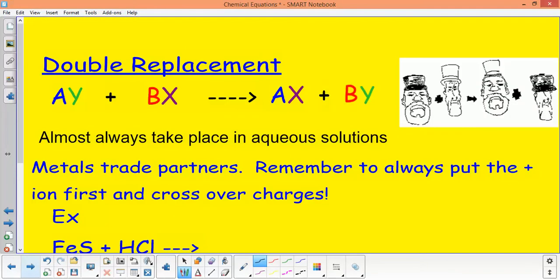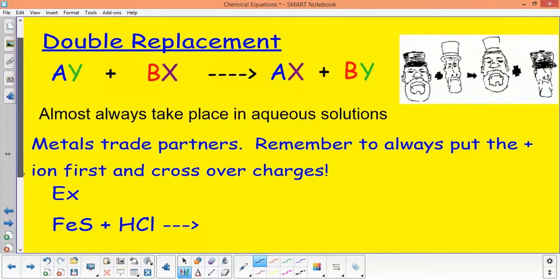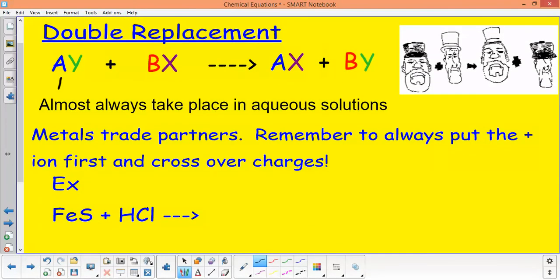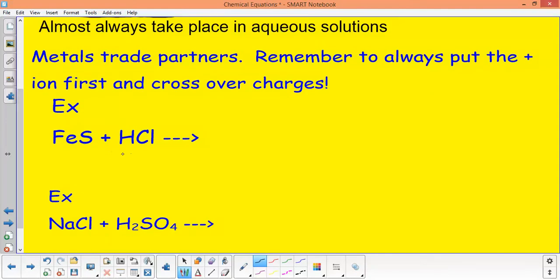Double replacement is pretty easy. You're just going to put the metal in this compound with the nonmetal, and the metal in this compound with the nonmetal in that compound. So combine A and X and B and Y, cross over your charges, then balance the equation. So metals trade partners. For example, FeS plus HCl. You're going to put Fe with Cl and S with H. Since Fe here is plus 2, that's iron 2, I'm going to keep it that way. So it's Fe plus 2 and Cl minus 1. So your compound will be FeCl2.